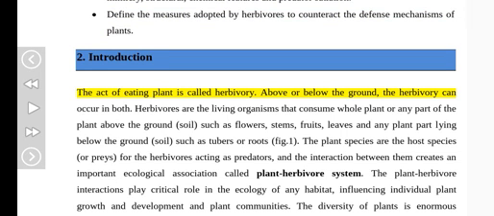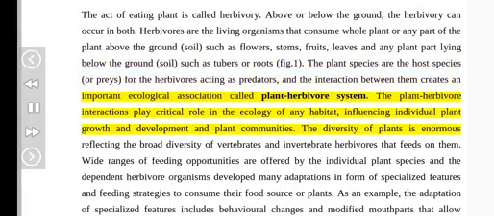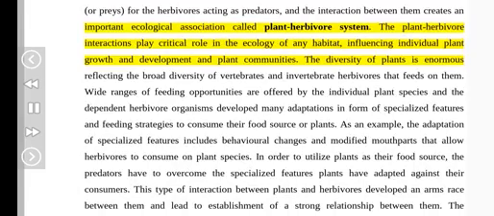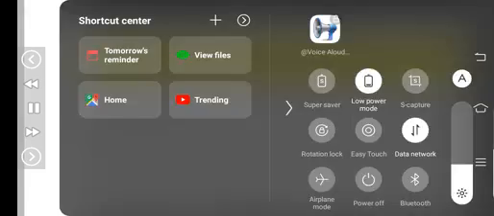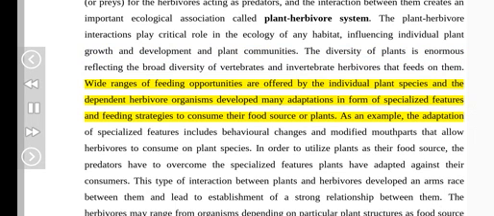Figure 1. The plant species are the host species, or prey, for the herbivores acting as predators, and the interaction between them creates an important ecological association called the plant-herbivore system. The plant-herbivore interactions play a critical role in the ecology of any habitat, influencing individual plant growth and development in plant communities. The diversity of plants is enormous, reflecting the broad diversity of vertebrate and invertebrate herbivores that feed on them. Wide ranges of feeding opportunities are offered by the individual plant species, and the dependent herbivore organisms developed many adaptations in the form of specialized features and feeding strategies to consume their food source, or plants.